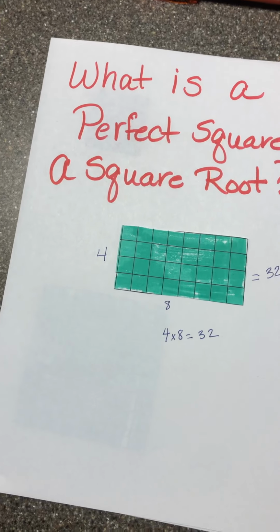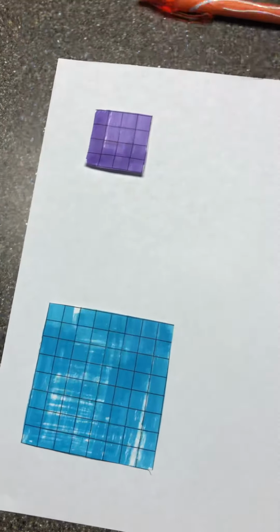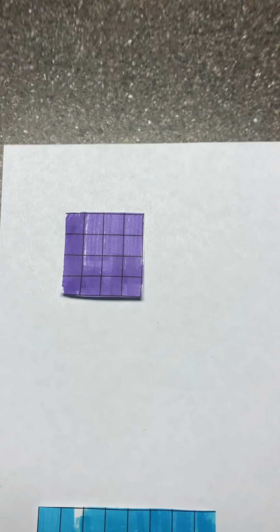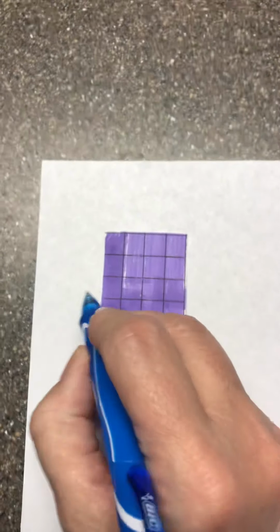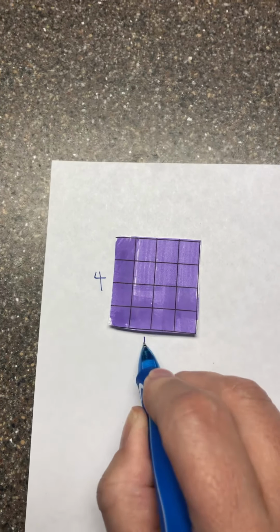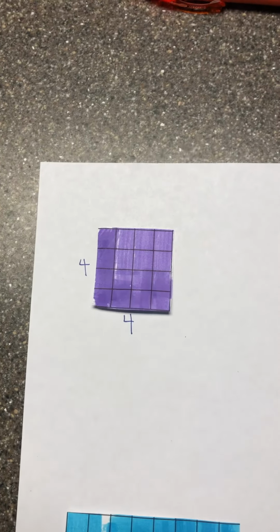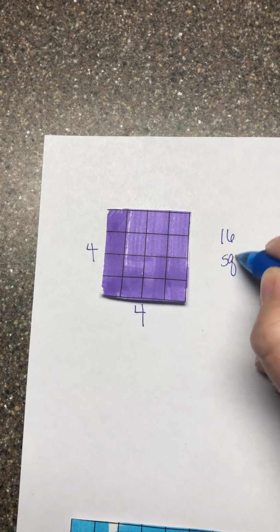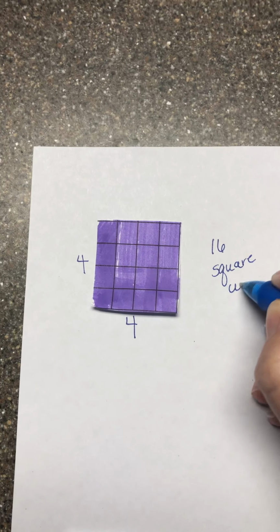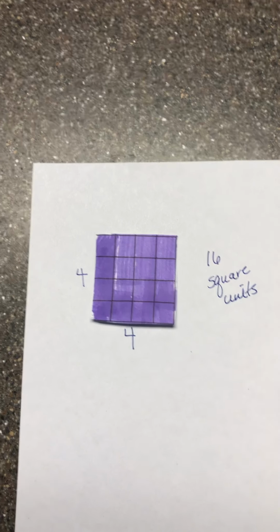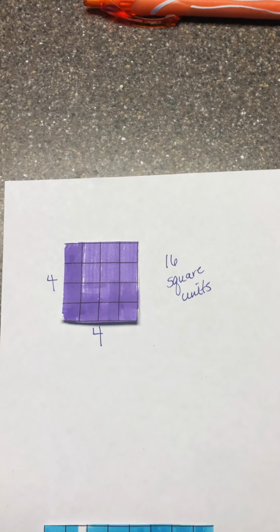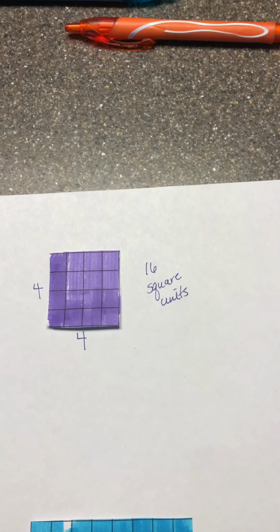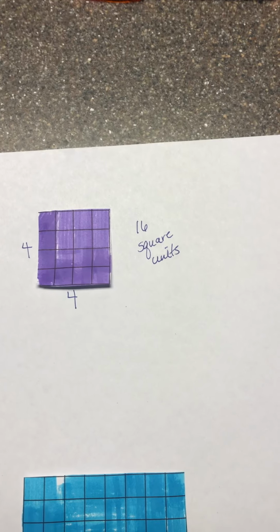Now let's consider this square, this purple square. If you notice, it has sides of 4. And when we multiply them together, you get 16 square units. So 16 is a perfect square. It made a square, not like before in our previous example where you had the rectangle.